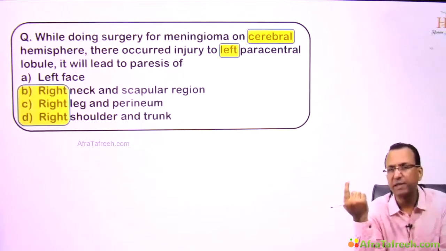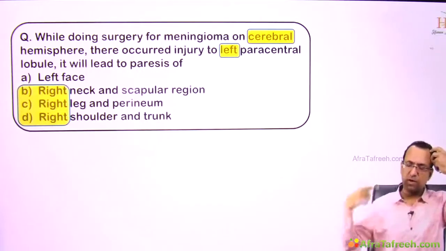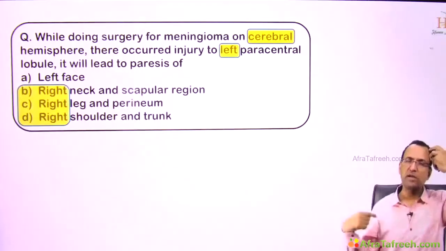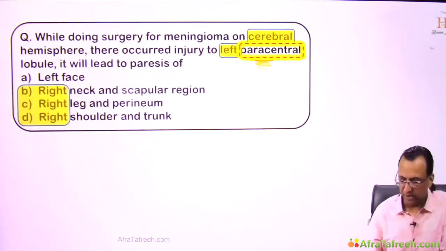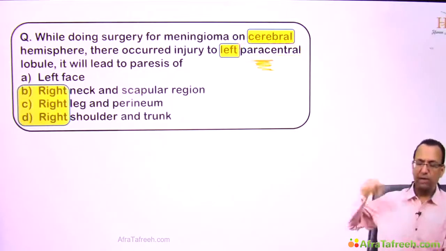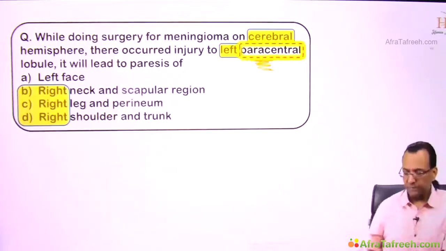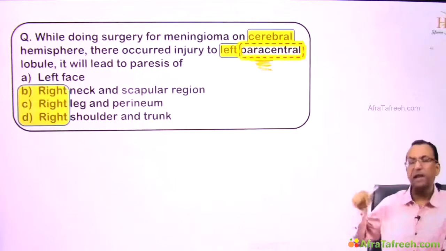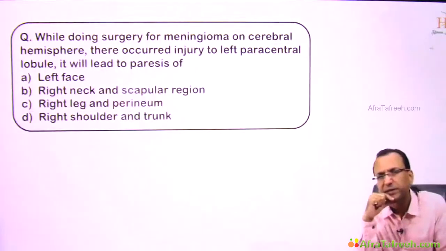Read the question again. Left lesion on cerebrum, right side of the body, but I have 3 options, and read the question again. You'll find that there is a homunculus given, which is paracentral. And remember, paracentral homunculus is controlling the lower limb on the contralateral side, also part of pelvis perineum. If you say paracentral lobule is the homunculus controlling the lower limb on the contralateral side and also the pelvis perineum, you mean to say this is the answer?